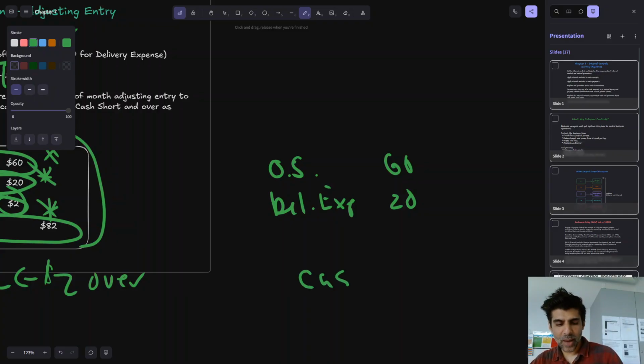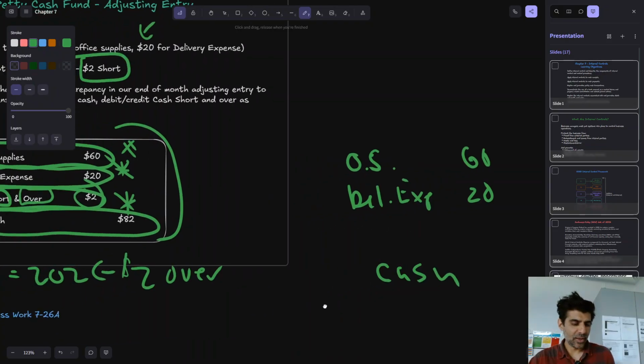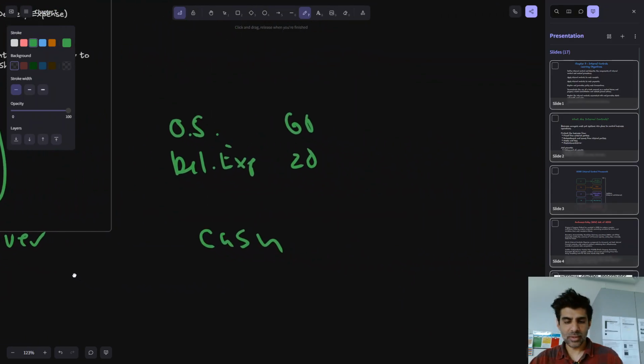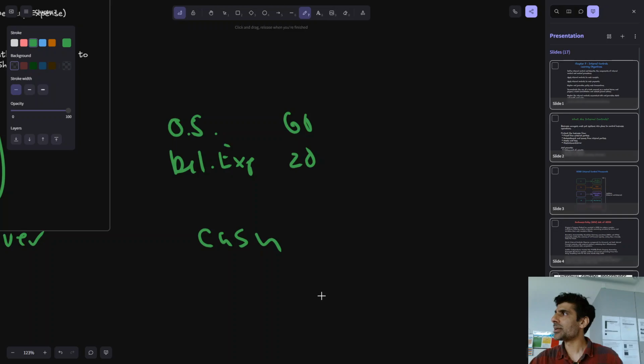The cash, though, how much cash do we need now? Instead of 118, I'm just kind of changing this, I had 122. So how much do I need to go to the ATM to get it back to 200? How much? 78, right? 78 plus 122 is 200.